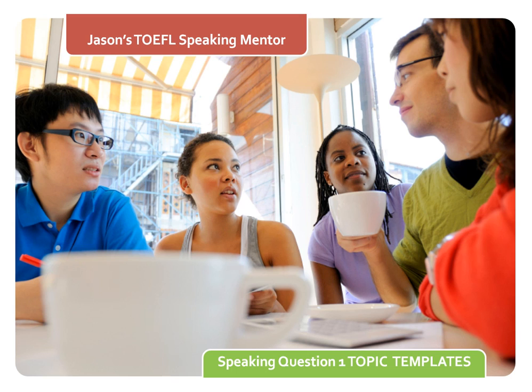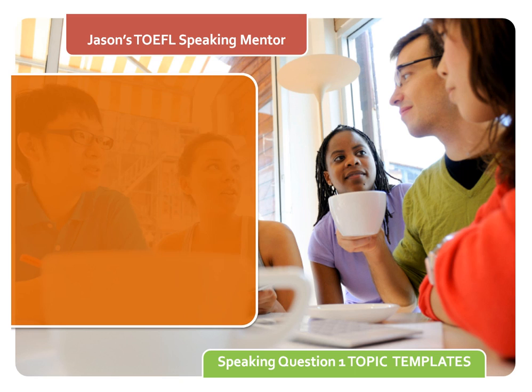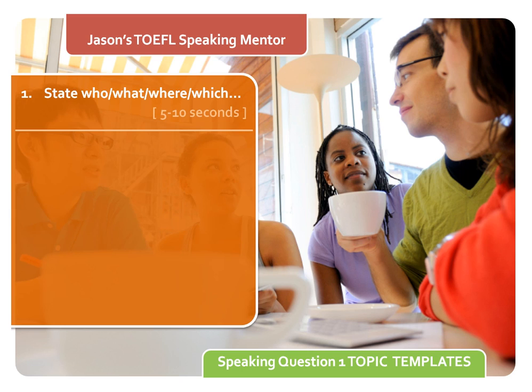So what I'm going to do is start by actually showing you the template that often appears in TOEFL practice books. The template that's usually recommended in standard practice books goes like this. Number one, they ask you to state who, what, where, or which, because independent question 1 will ask you to talk about a person, a place, an event, or a thing. Usually that's the format of the question.